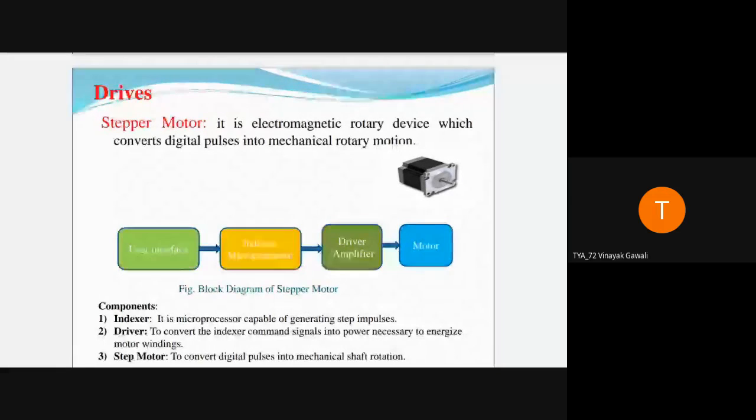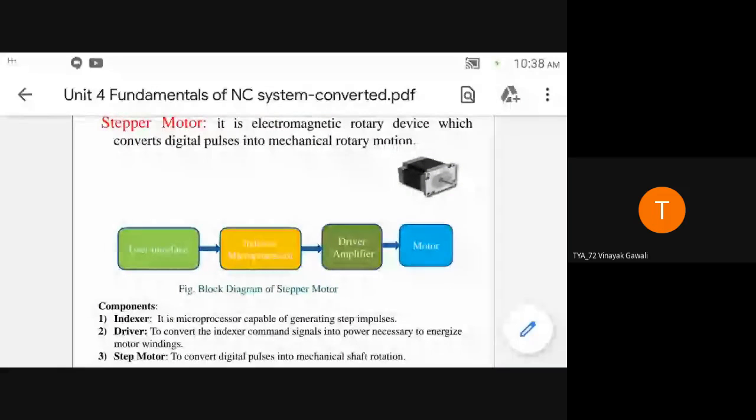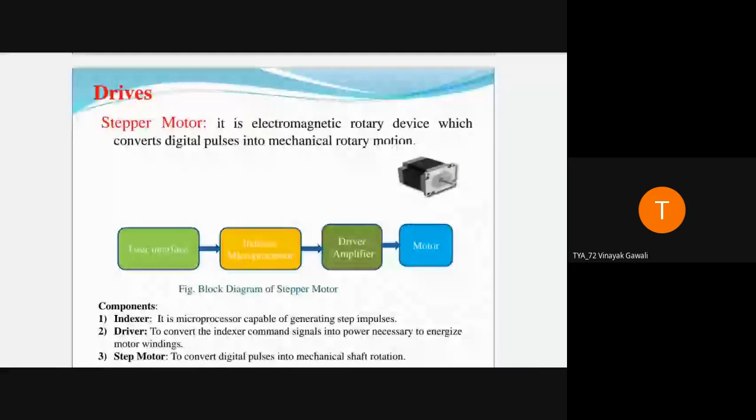A stepper motor is nothing but an electromagnetic rotary device which converts digital pulses into mechanical rotary motion. Whatever the input in terms of pulses, or input in terms of rotation. Now, what are digital pulses? Suppose in the program we have given the rotation in terms of time.